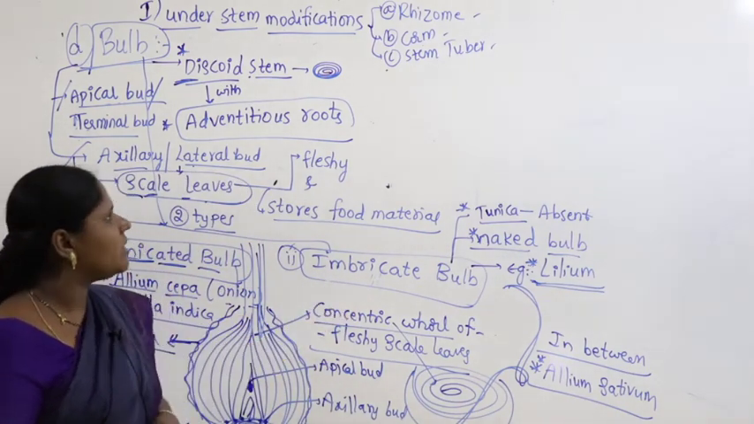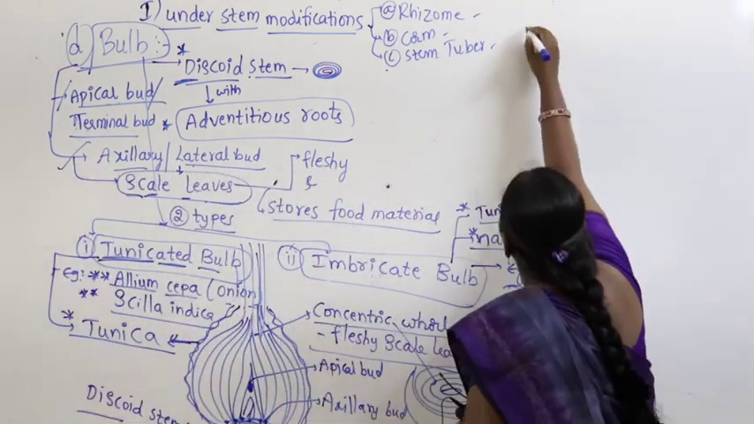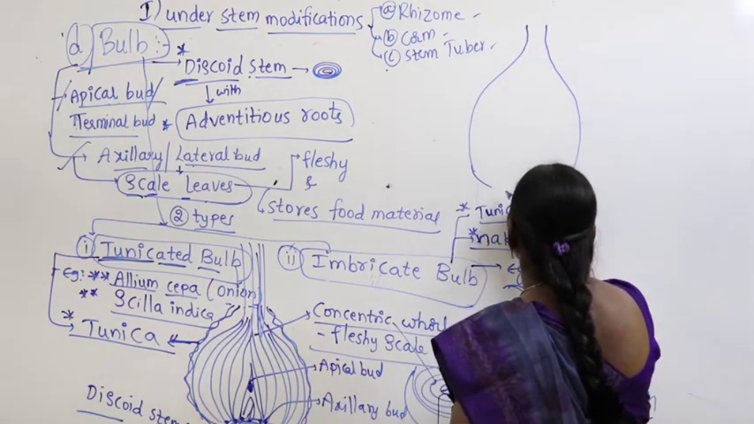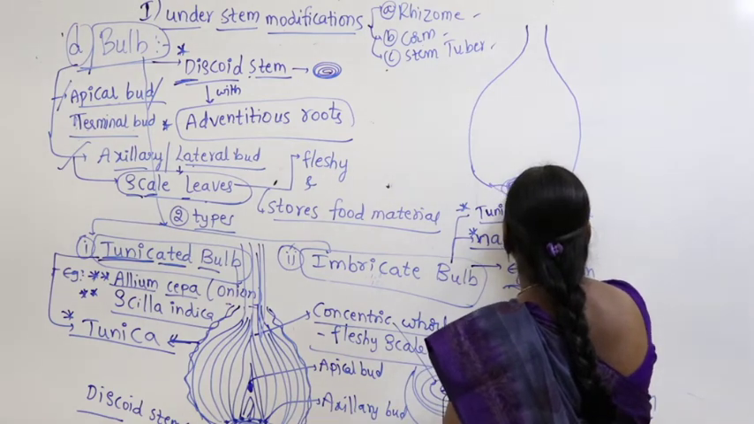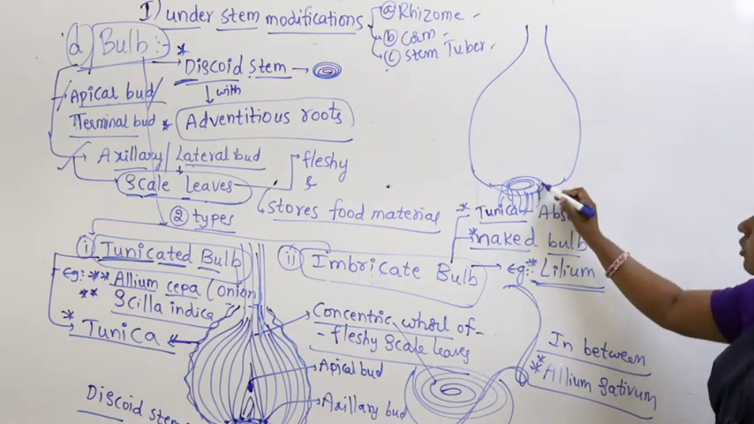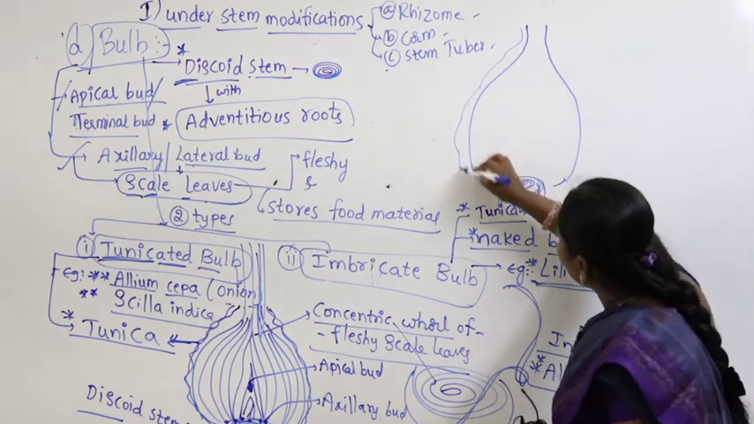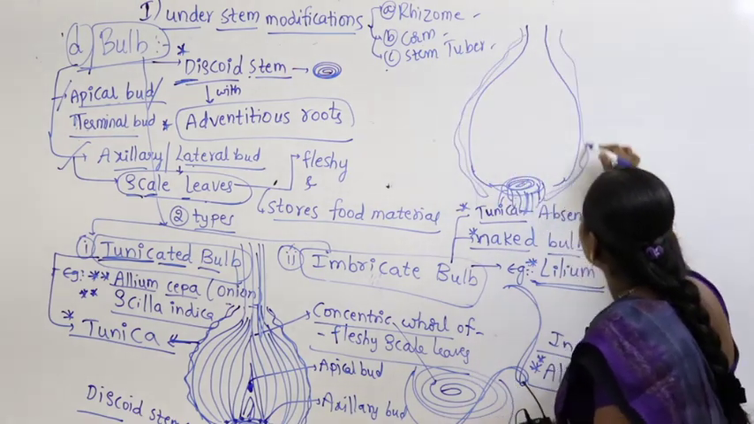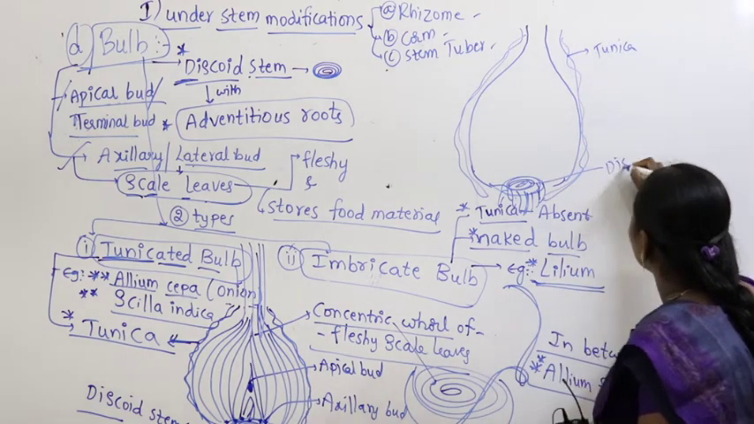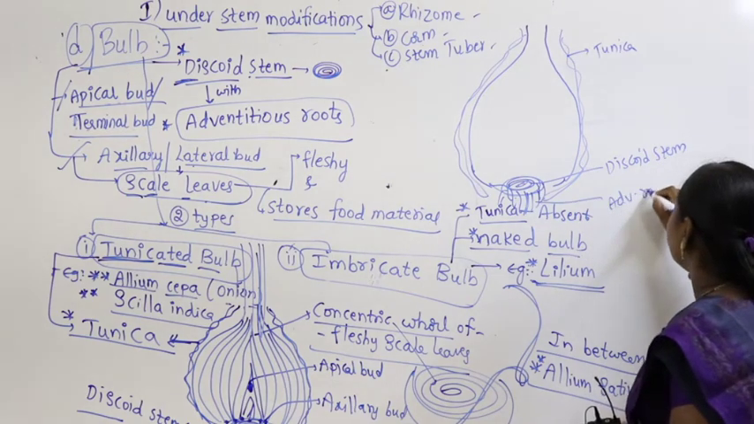Now let us see about Allium sativum. Generally, if you take the garlic in your hand, you can see it like this. Same, a discoid stem is there. Adventitious roots are there. All characteristics are the same. Discoid stem and adventitious roots. And it is also covered by the layer called tunica. Same discoid stem is there.